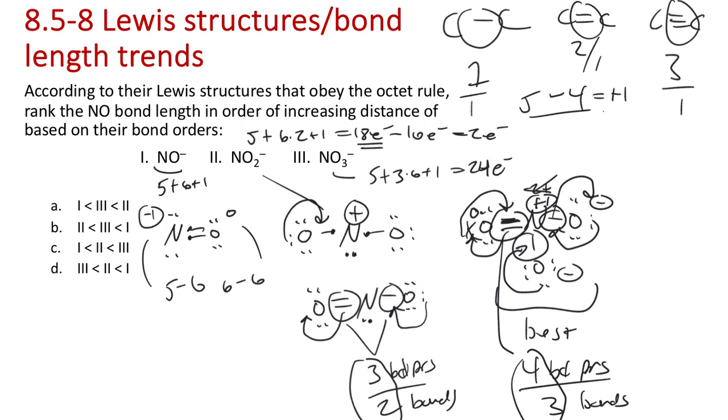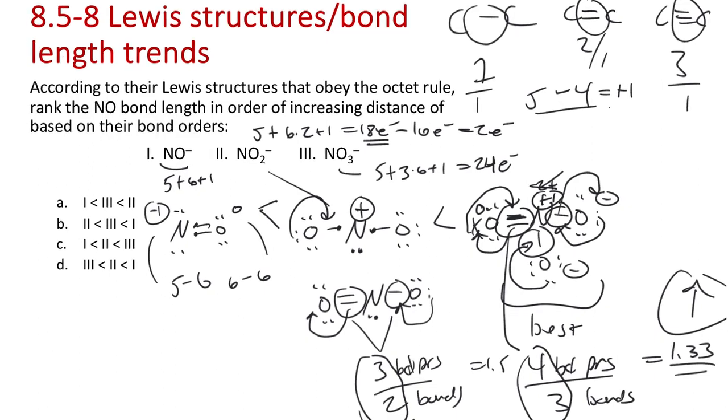And so for nitrite, or whatever NO minus is, the NO double should be the shortest. And then our 3/2, 1.5 bond order, should be the next longest. And then we're closest towards single with the 4/3 at 1.33. So this is the lesser bond order, so this is the longest bond here, and then 3/2 is in the middle. So it should go 1, 2, 3.